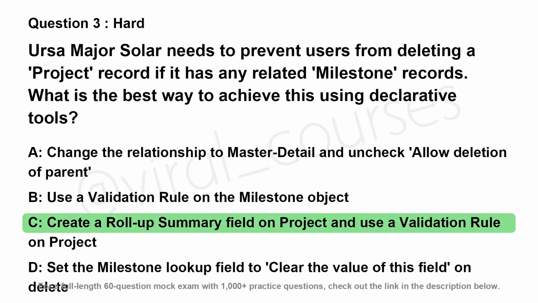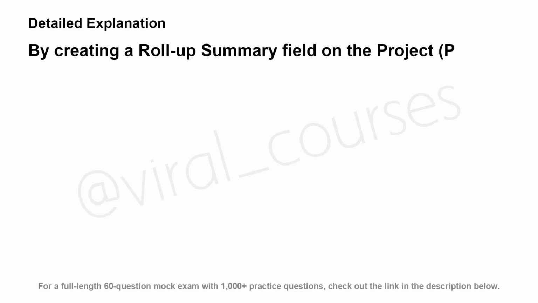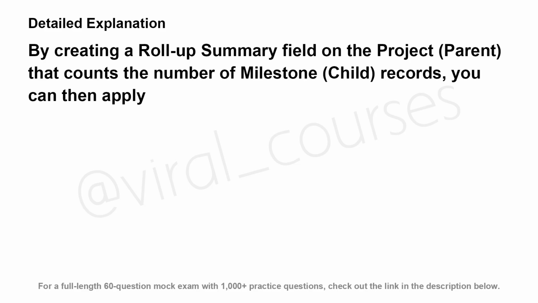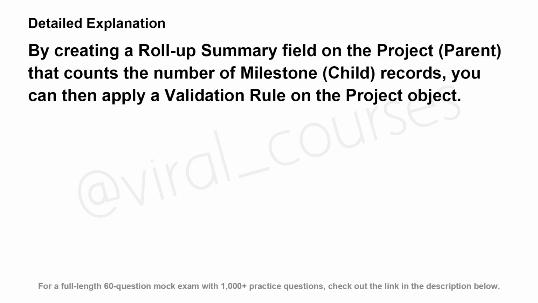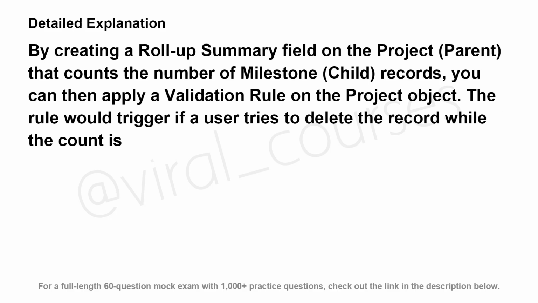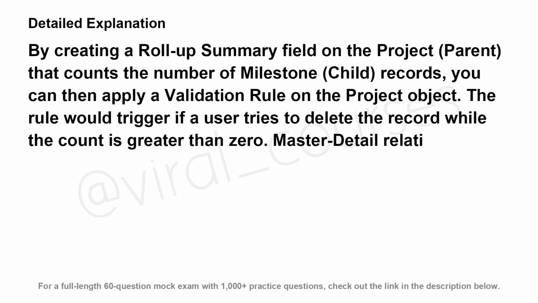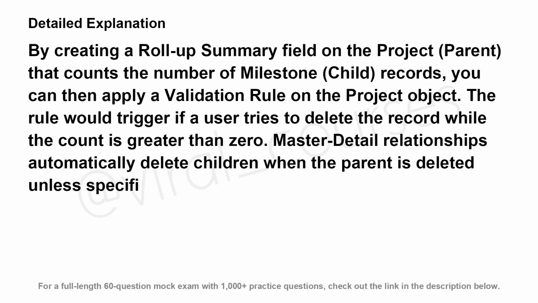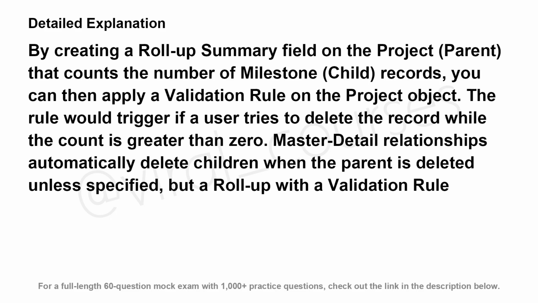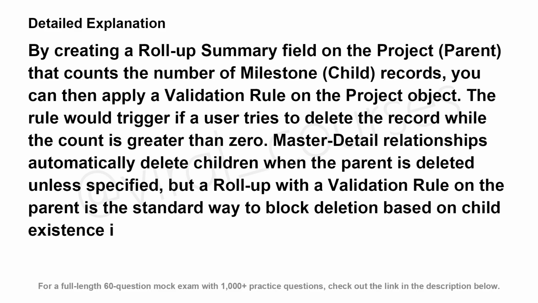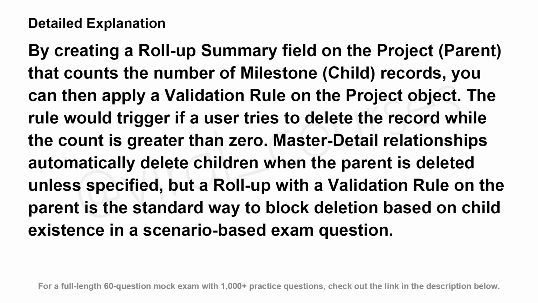The correct answer is C. By creating a roll-up summary field on the project parent that counts the number of milestone child records, you can then apply a validation rule on the project object. The rule would trigger if a user tries to delete the record while the count is greater than 0. Master detail relationships automatically delete children when the parent is deleted unless specified. But a roll-up with a validation rule on the parent is the standard way to block deletion based on child existence in a scenario-based exam question.